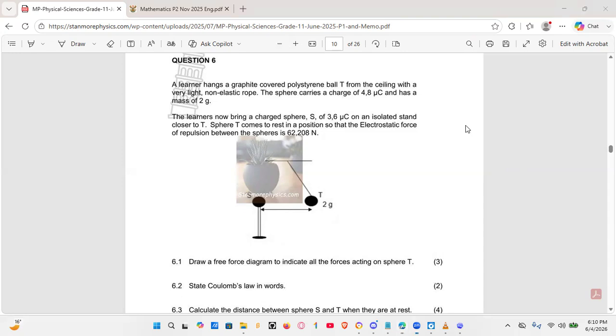Okay. So now we have 4.8. We have mass in grams. Don't really use the mass in this topic. Then we have 3.6. And then we have a force. So my question to you is, why are they saying that there's a force of repulsion between the two spheres? Why is there repulsion happening?